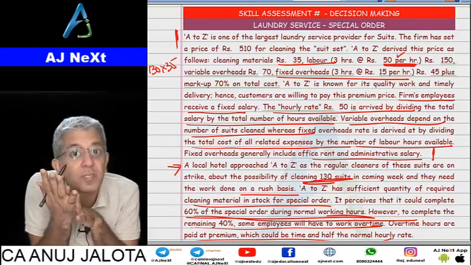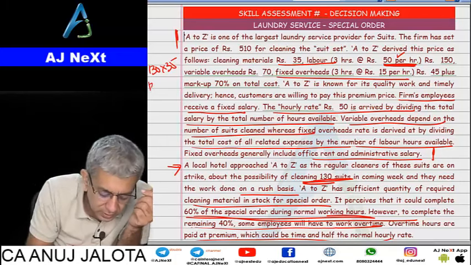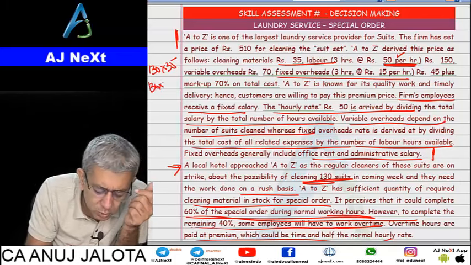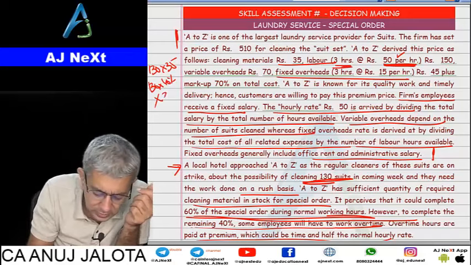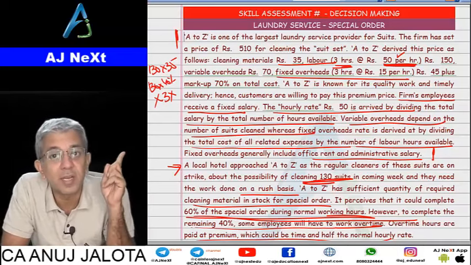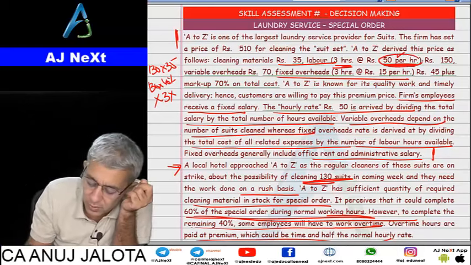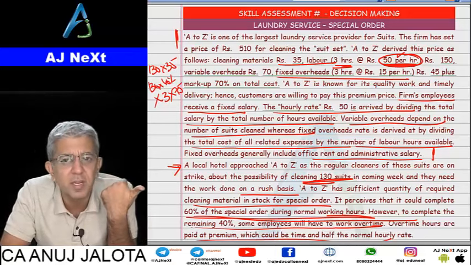But yes, 40% will be work that will be done in overtime. So 130 into 40% into, in this case, 3 hours. These will be the extra hours in the overtime. And in overtime, we are going to be paying 150% of the normal rate. So therefore, 150% of this will be 75 per hour. This will be our incremental labor cost, beta.